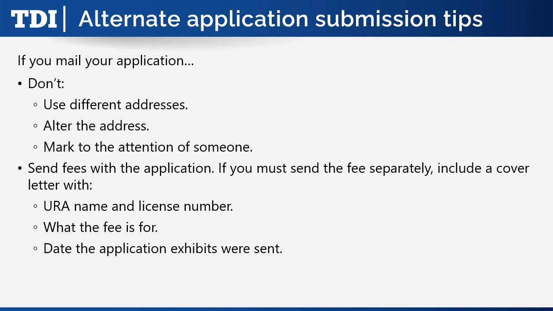You may also mail your application to the address listed at the end of this webinar. We do ask that you do not use different addresses when mailing, alter the mailing address in any way, or make it to the attention of an individual, as that can cause delay in routing and processing. It is also best to send your applicable fee with the application exhibits, but if you must send the fee separately, make sure you include a cover letter with reference to the URA name and license number, and explain what the fee is for and the date the separate application exhibits were sent.